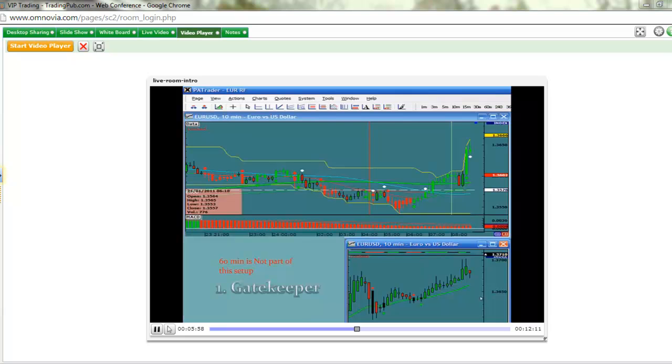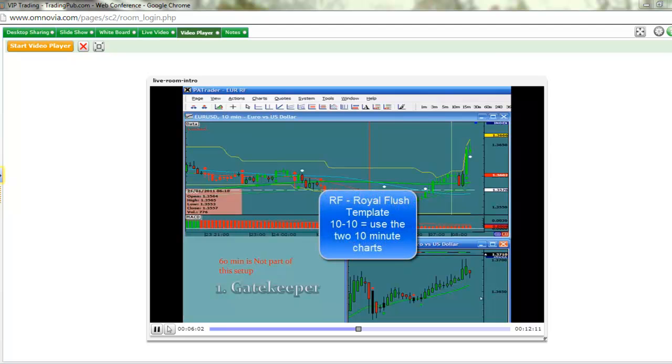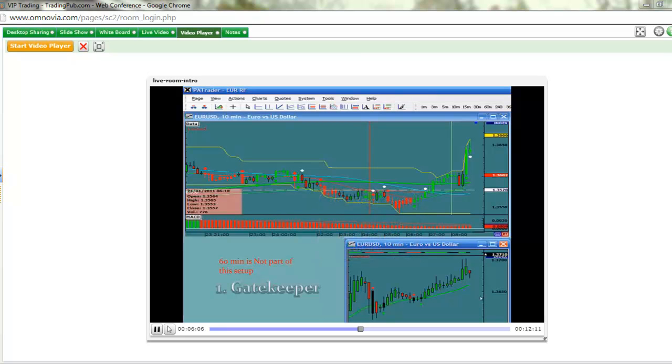It's called the RF1010 because it's found in the Royal Flush template. That's the RF part, and we use the two 10-minute charts. That means that the 60-minute gatekeeper here is not part of this setup. So we're looking for a buy on the euro. How do we get into that?